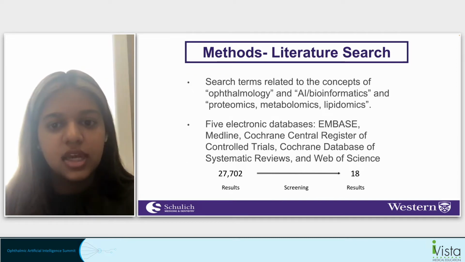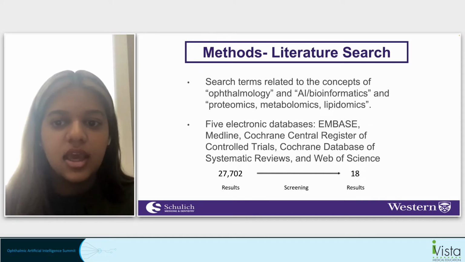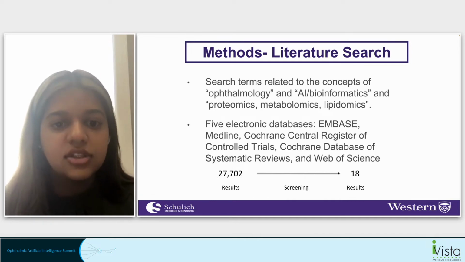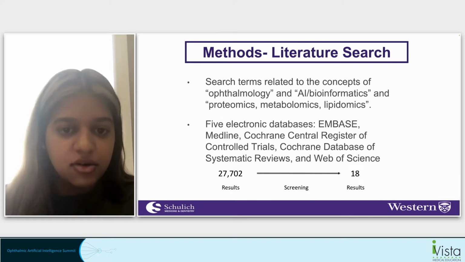For the methods, we conducted a comprehensive systematic literature search with terms related to the concepts of ophthalmology and AI/bioinformatics, and proteomics, metabolomics, and lipidomics to capture all relevant articles in 5 electronic databases listed on the slide. The search strategy yielded 27,702 articles from all the databases, and after the duplicates were removed, 10,258 studies were screened, and a total of 18 studies met the criteria for inclusion in the systematic review.